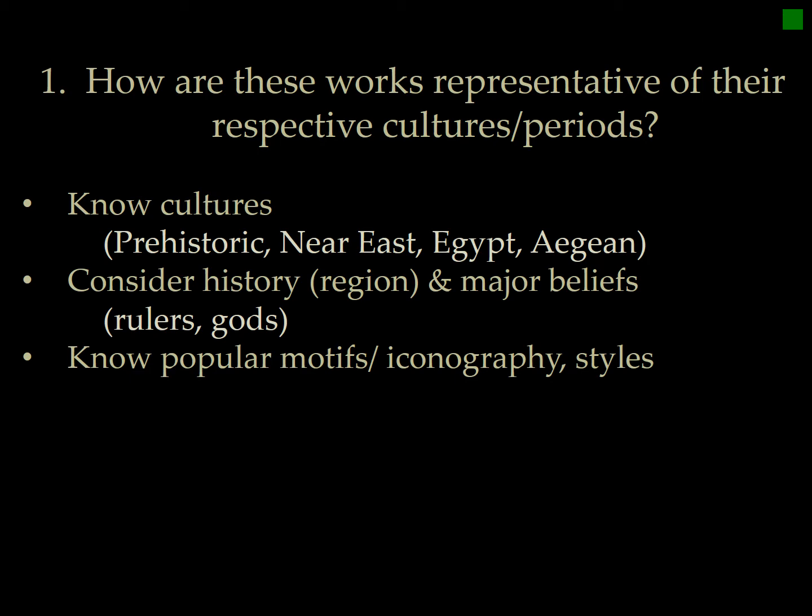So you will be shown a work that is either going to be from the prehistoric, Near East, Egyptian, or Aegean periods that we talked about. With that, you should consider the history of these regions, their major beliefs, and their rulers. So are they ruled by a priest king, a shaman, a pharaoh? Are they an oligarchy, a monarchy? What type of gods do they believe in? And then finally, the popular motifs and iconography associated with each region.